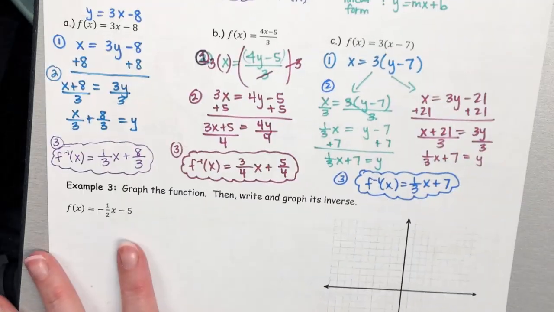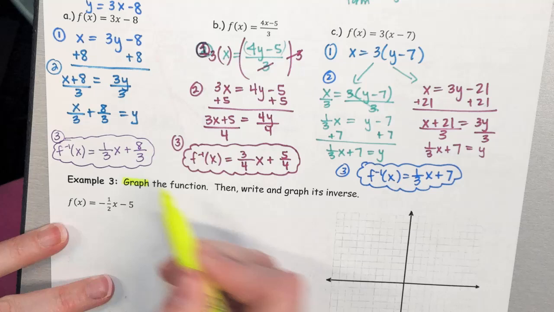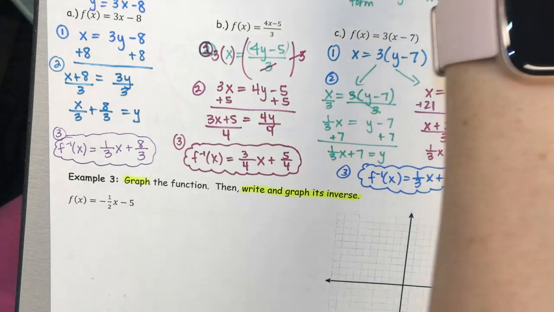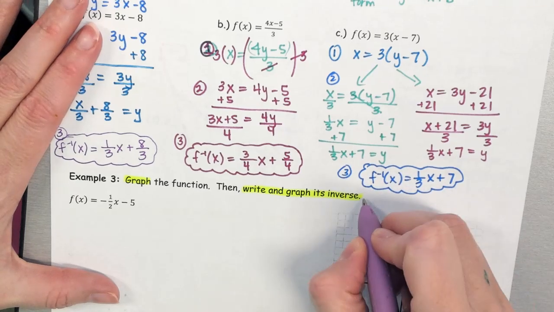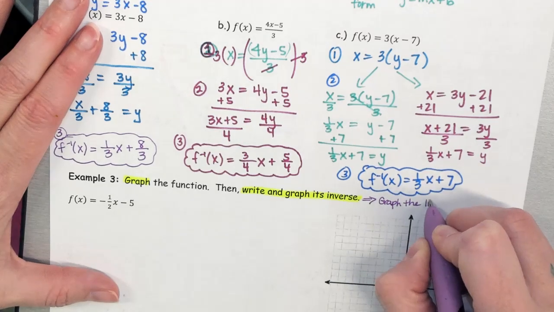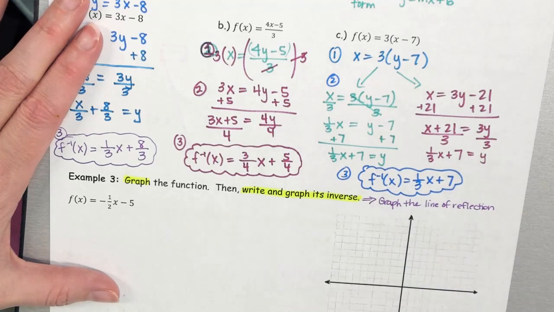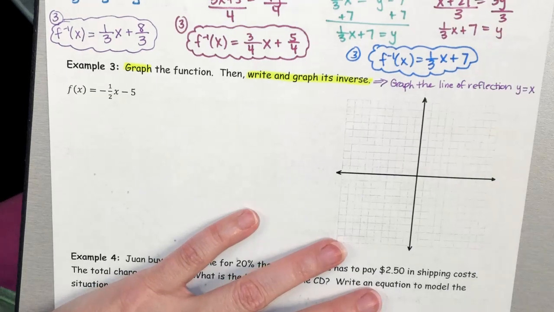All right, so now what we're going to do is we are going to be graphing those functions, and we're going to write and graph the inverse as well. Okay, so we're going to graph the given function, and then we're going to write and graph the inverse. Whenever you are graphing an inverse, you are also going to graph that line of reflection. Okay, and that line of reflection is just y equals x. So you're always going to graph that.